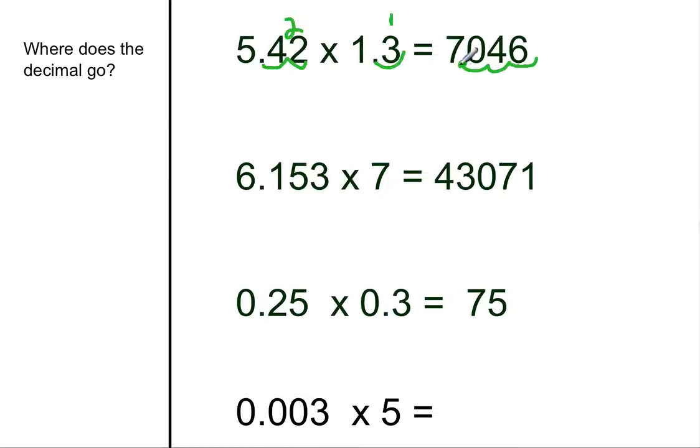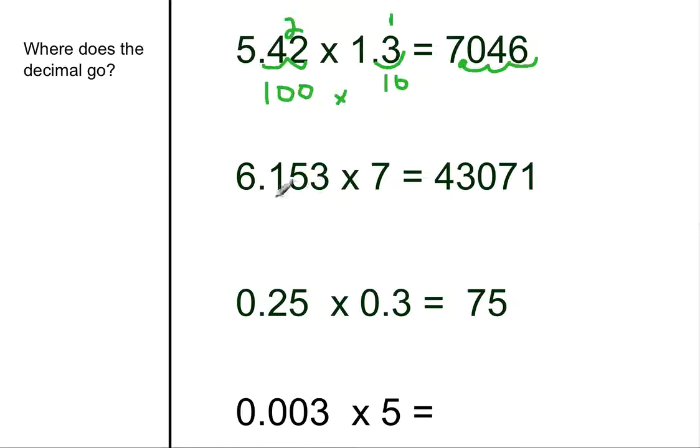One other way to look at this is the 100th place. This is the 10th place, because I would say 5 and 42 hundredths. I would say 1 and 3 tenths. 100 times 10 is the thousandths. Do you see how this is now in the thousandths place? We would say 7 and 46 thousandths.